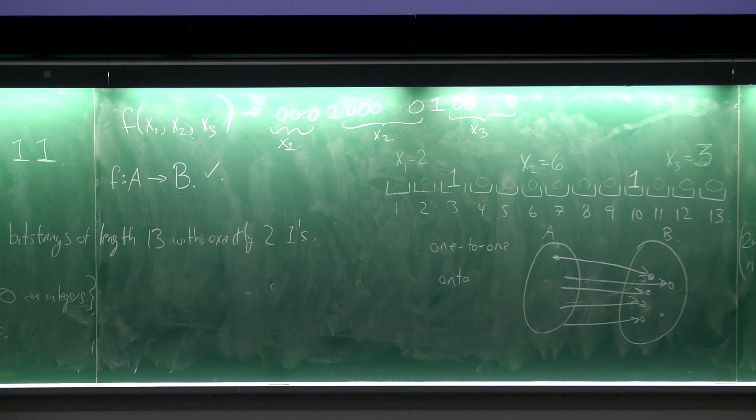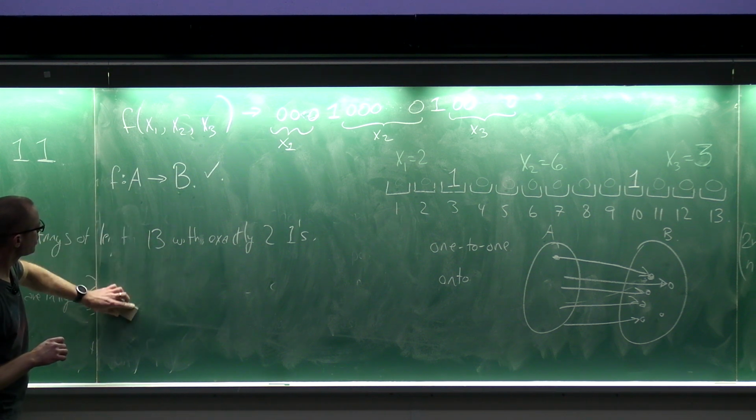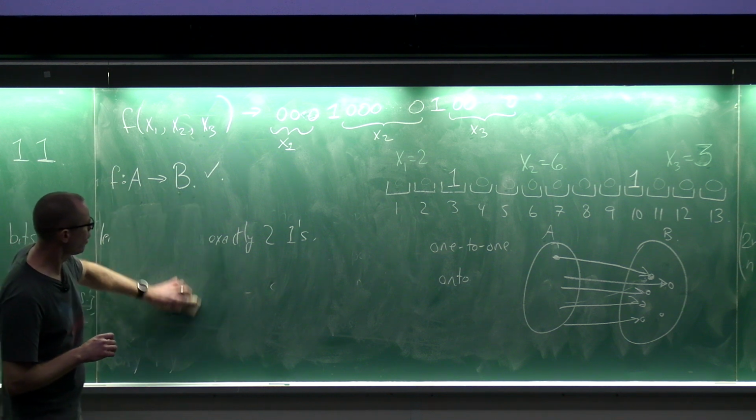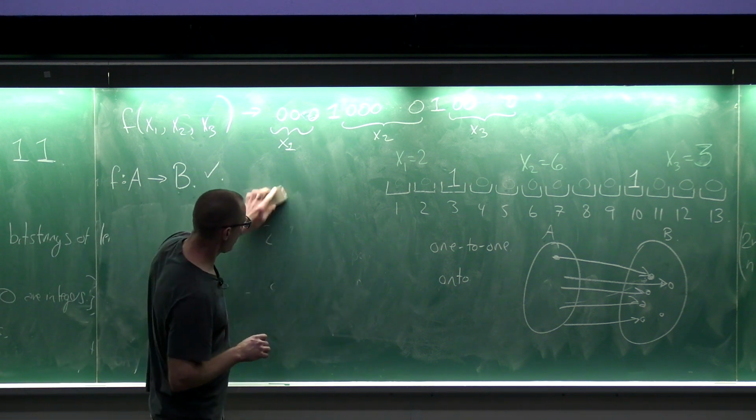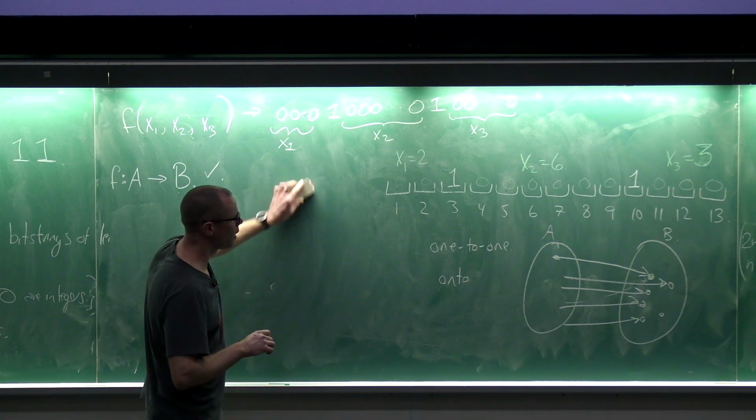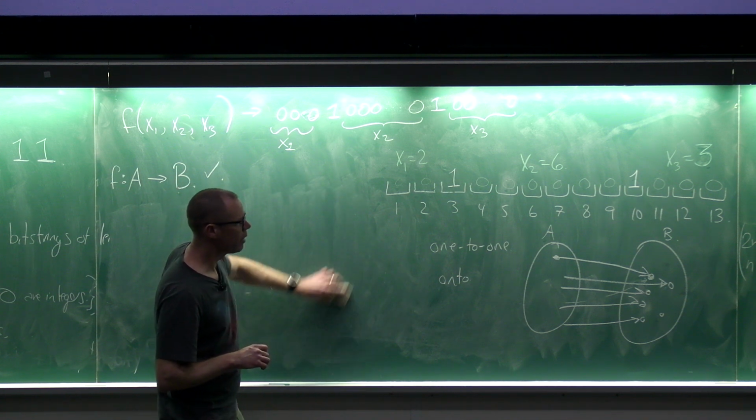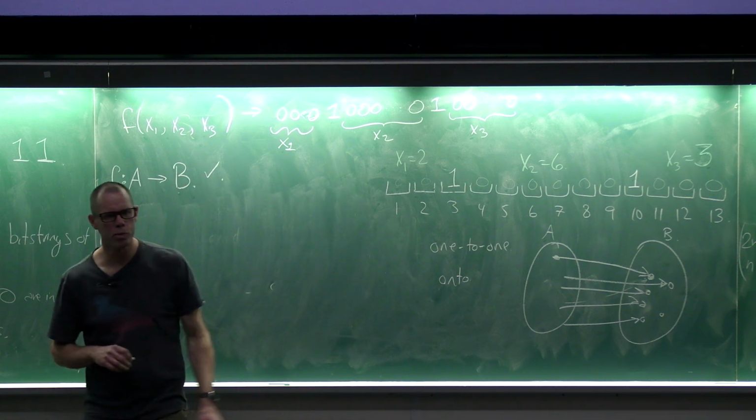Onto is that you should never leave anything out of B. So everything in B should be hit by something in A, and 1-to-1 means everything in B should be hit by at most one thing in A.